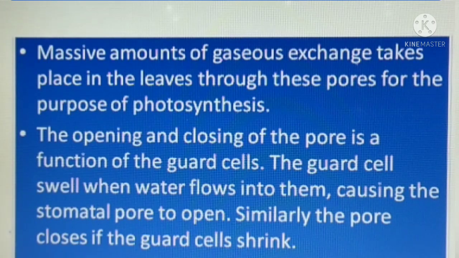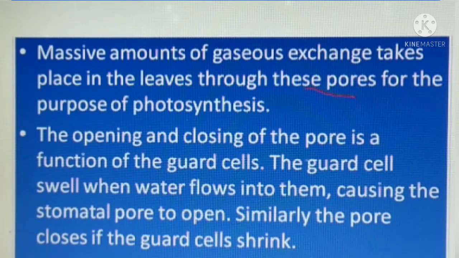A massive amount of gaseous exchange takes place in the leaves through these pores for the purpose of photosynthesis. We already discussed, for photosynthesis they require what? Carbon dioxide. So through these pores they will take up the carbon dioxide, and after photosynthesis the oxygen products are formed here. The oxygen is also given out to the atmosphere through these pores.